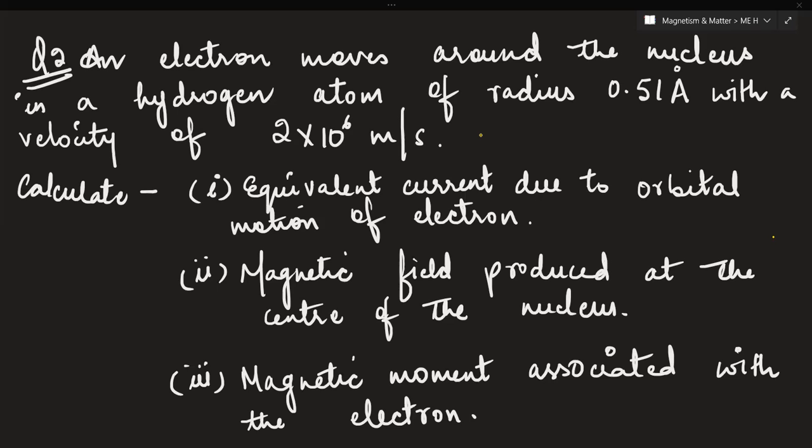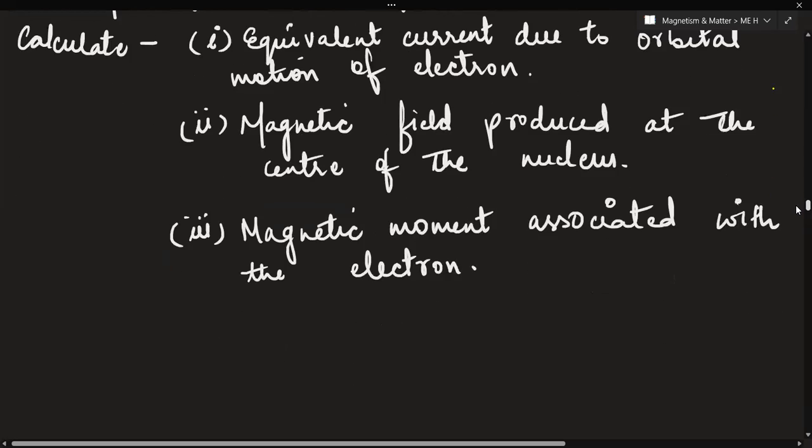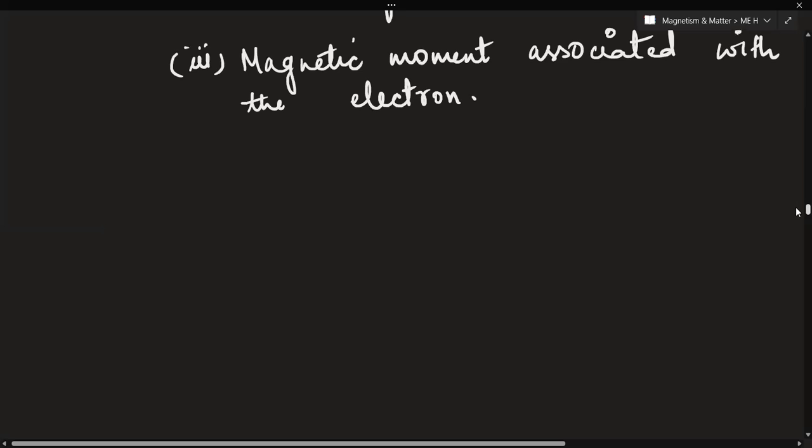Yes. The radius will be 0.51 angstrom. So 1 angstrom is 10 to the power minus 10 meters. This is the radius given. What's the first part? Equivalent current due to orbital motion of electron. Okay, let me write what all things are given. Radius is given as 0.51 angstrom. Class, conversion of angstrom involves this. Okay, fine. Just take two more minutes then.